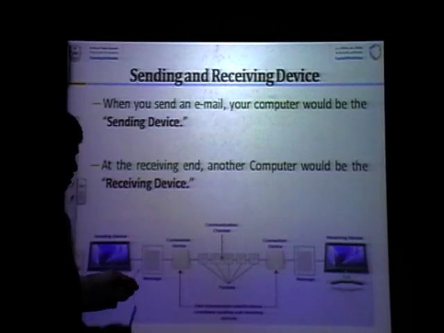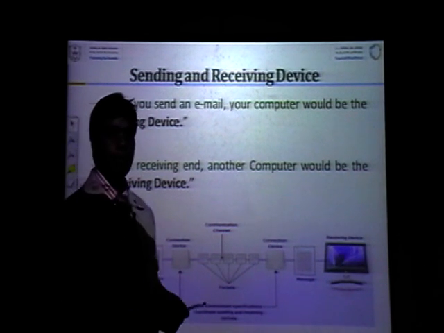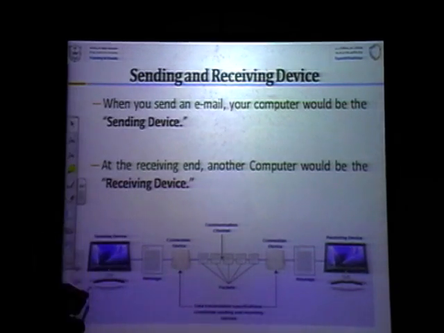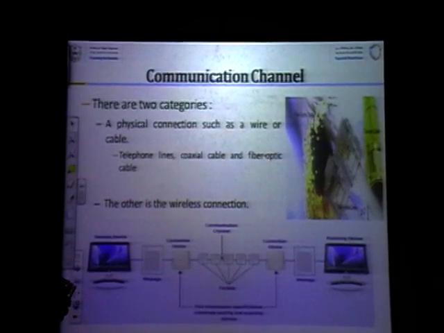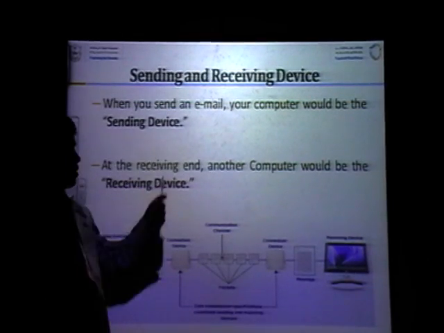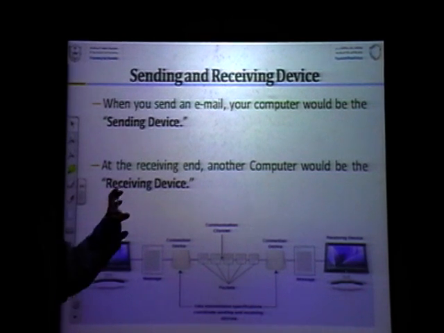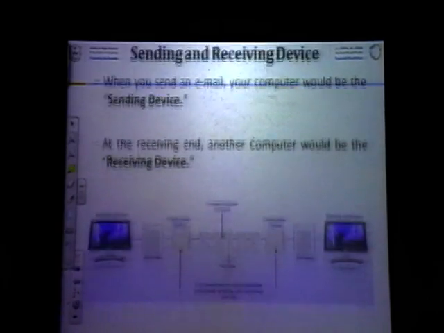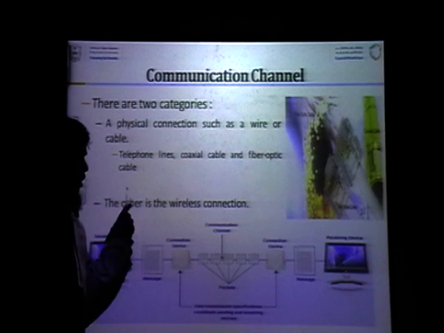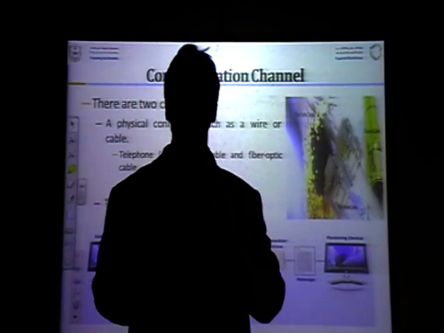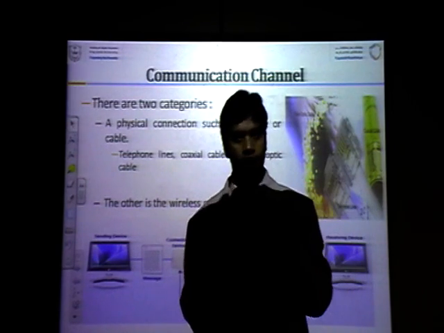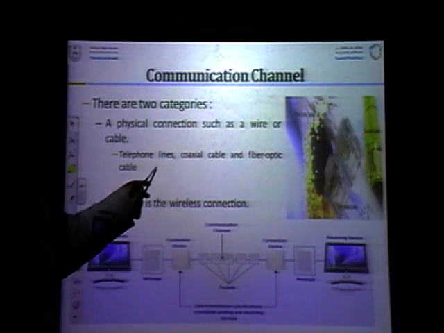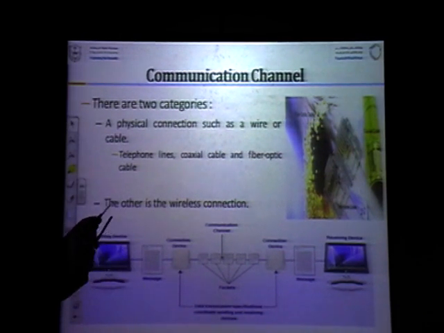Sending and receiving device. Generally we use a modem for sending and receiving messages. One more thing: this topic is sending device and receiving device. The device from where it is sent is the sending device, and where it is received is the receiving device. Next one is communication channel. It can be cable, Bluetooth, infrared or Wi-Fi. A physical connection such as wire or wireless you can use.